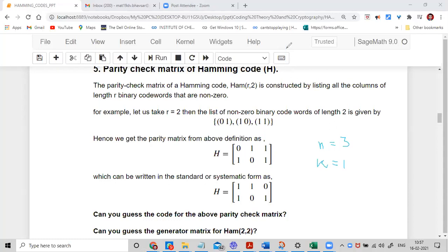N equals 3. So what do you mean by k equal to 1? The dimension of the code is 1, meaning a one-dimensional subspace. How do you get a one-dimensional subspace? By taking any vector and its linear combinations. One vector is sufficient now. Which vector do I have to choose? The vector that is orthogonal to all the rows of H. What is the vector which is perpendicular to both? As Karnika told, 1 1 1.